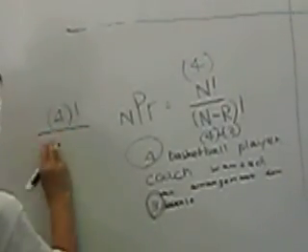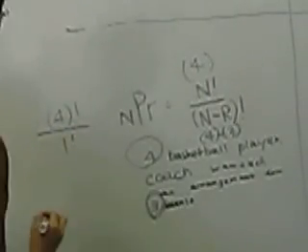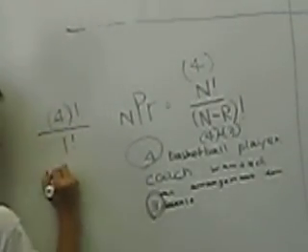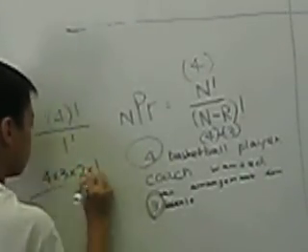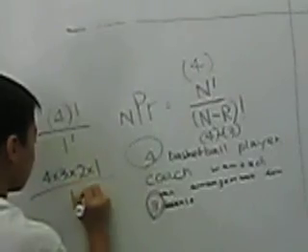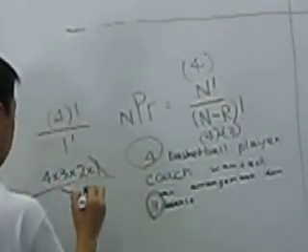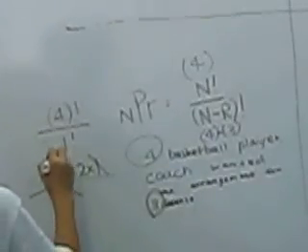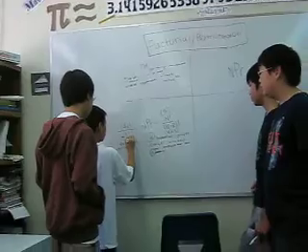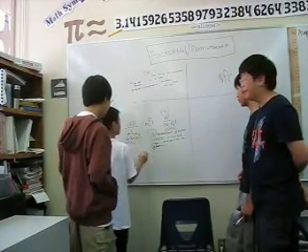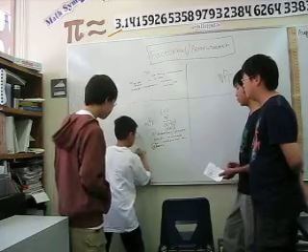If you want to get this, you do 4 times 3 times 2 times 1 divided by 1. You cross out the 1, and this becomes 12, and if you times this by 2, it equals 24. So the arrangements can be 24 ways. It can be 24 ways.